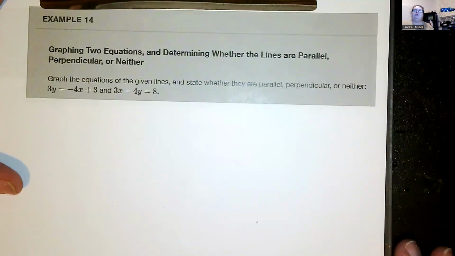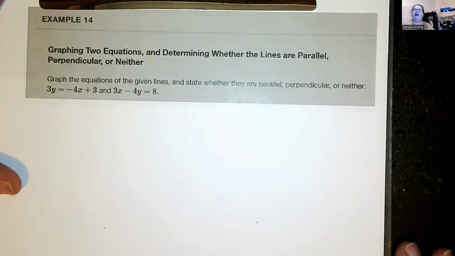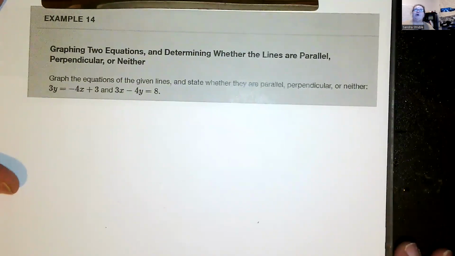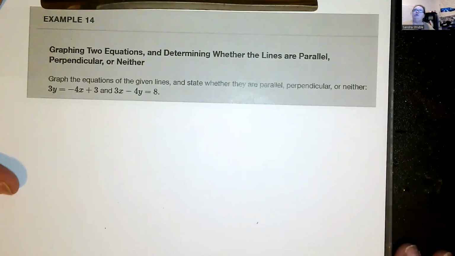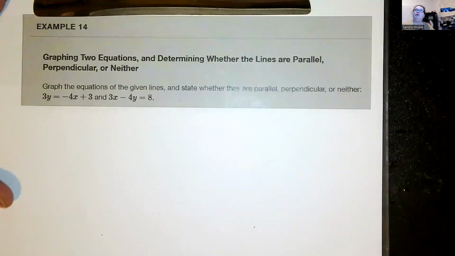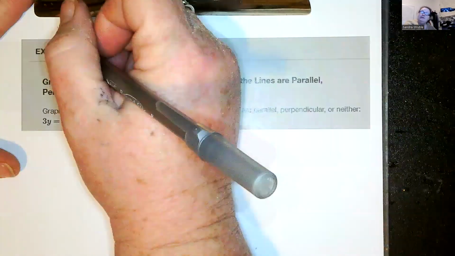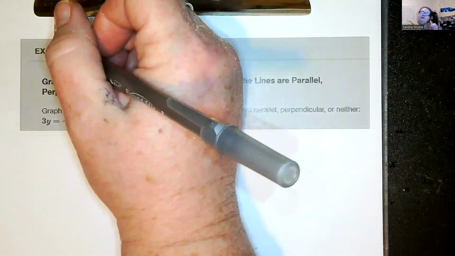Graphing two equations and determining whether the lines are parallel, perpendicular, or neither. Okay, so we need to have a conversation before we can even get into this, as far as how the heck we are going to know if the two lines are parallel, perpendicular, or neither. So I'm going to do a little spiel before we get into this one and say that if you're given two lines, you have to find the slopes of both of those lines. And then when you do that, you need to compare them.